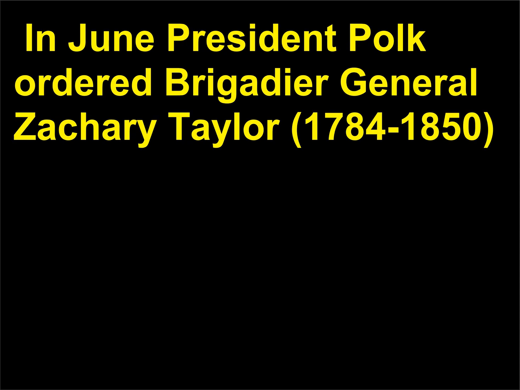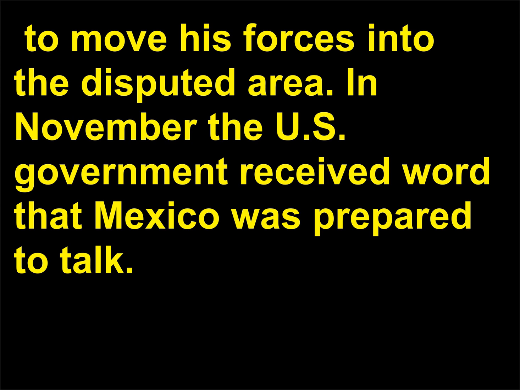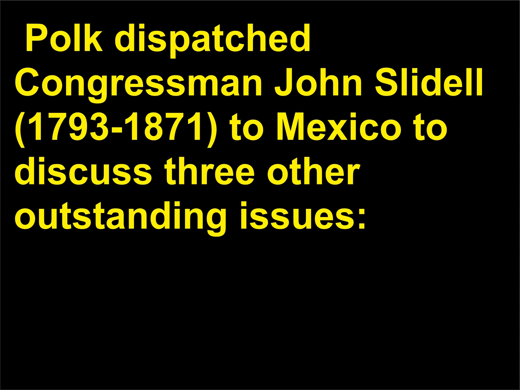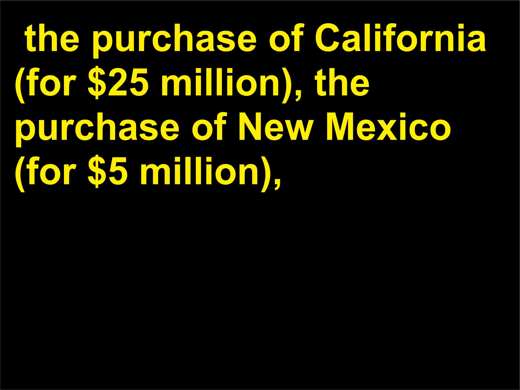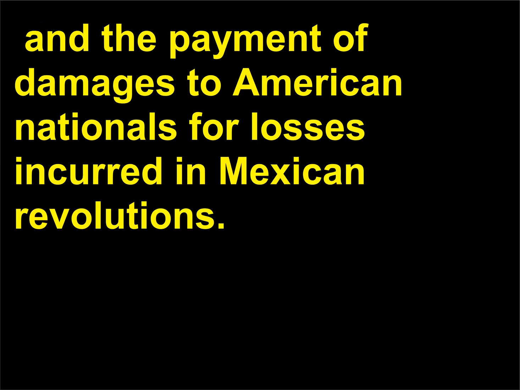In June, President Polk ordered Brigadier General Zachary Taylor, 1784–1850, to move his forces into the disputed area. In November, the U.S. government received word that Mexico was prepared to talk. Polk dispatched Congressman John Slidell, 1793–1871, to Mexico to discuss 3 other outstanding issues: the purchase of California, for $25 million, the purchase of New Mexico, for $5 million, and the payment of damages to American nationals for losses incurred in Mexican revolutions.